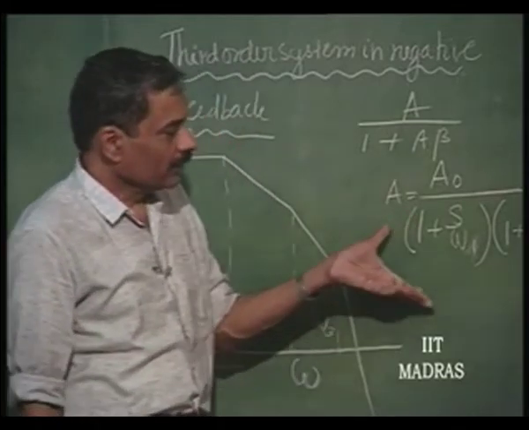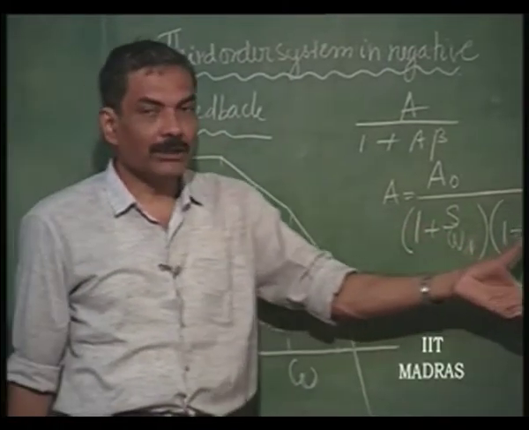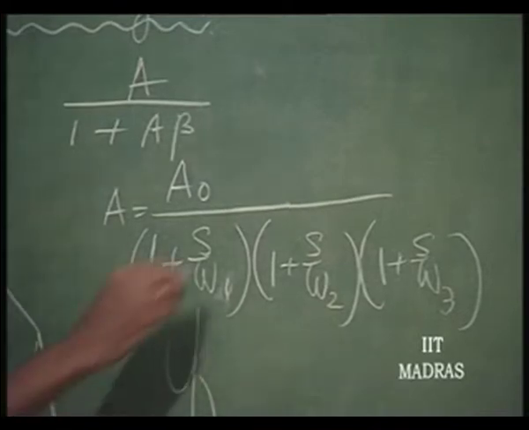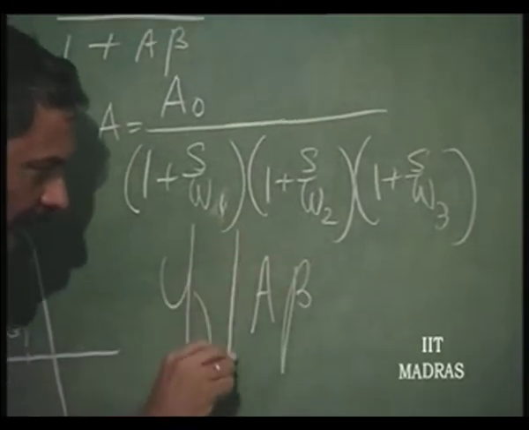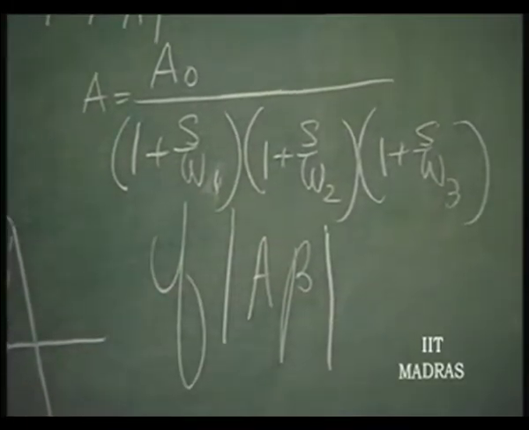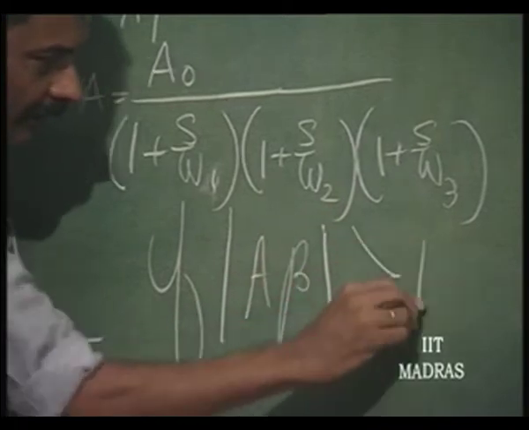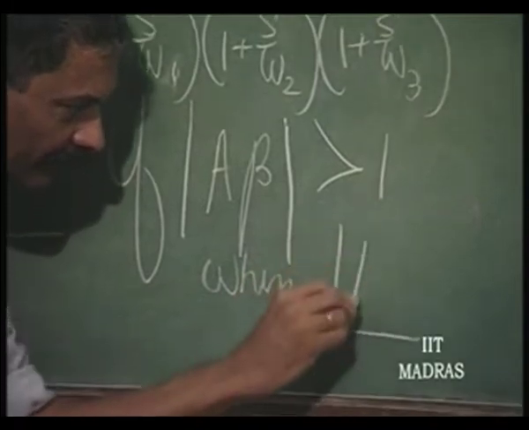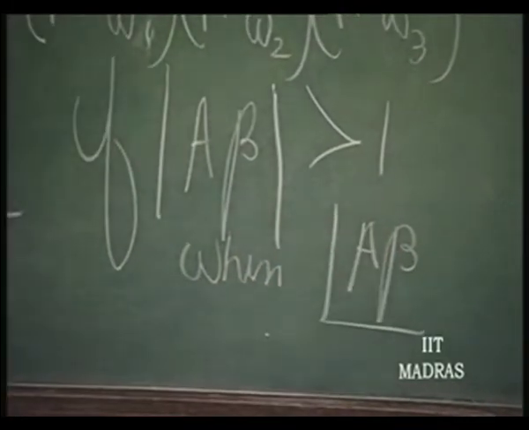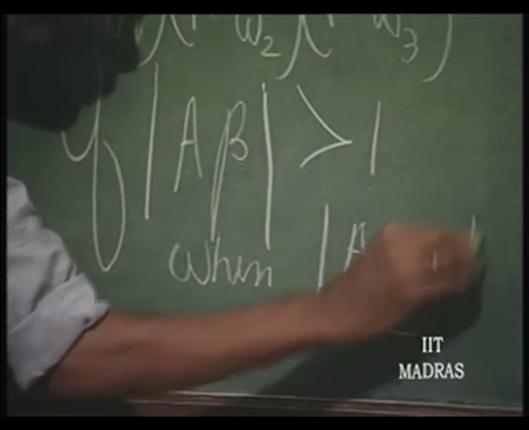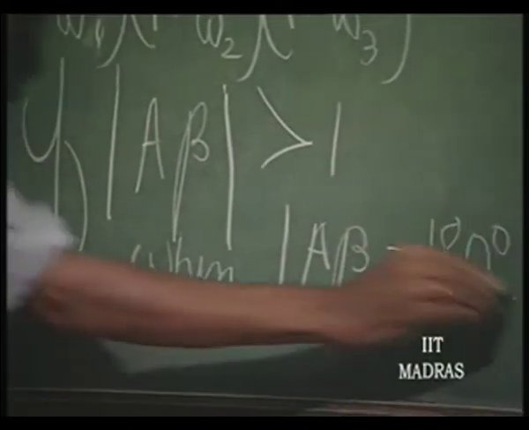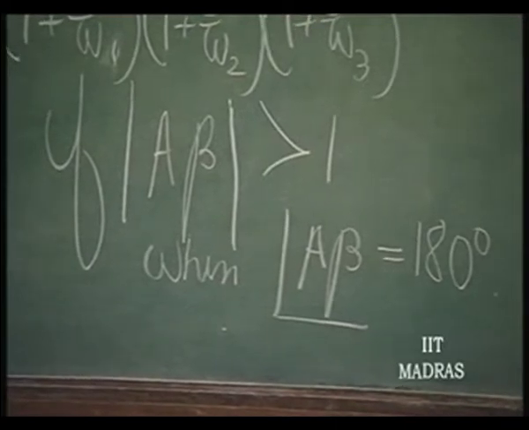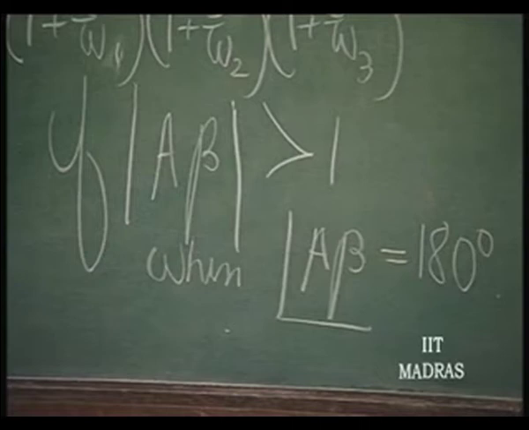So, this will invariably oscillate if the magnitude of A beta is greater than 1 when the phase shift of A beta is equal to 180 degrees. This is an important statement. This is called the Barkhausen criterion for stability or instability.